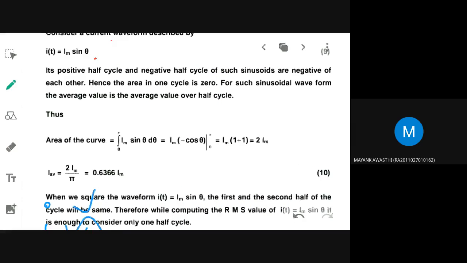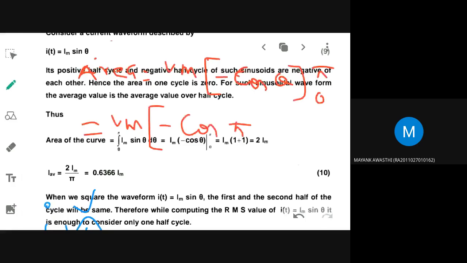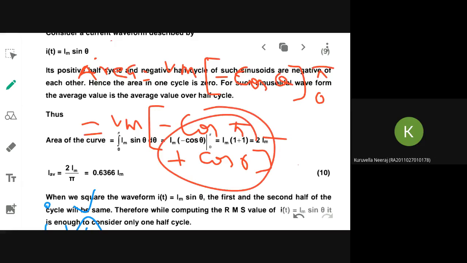Area is Vm times minus cos theta, with the limits 0 to pi. So this will be minus cos pi plus cos 0. What is cos pi? What is cos 0? Cos 0 is 1. Yes. So this will be 1 minus of minus 1, which is equivalent to 2 Vm. So this is the area under the half cycle.